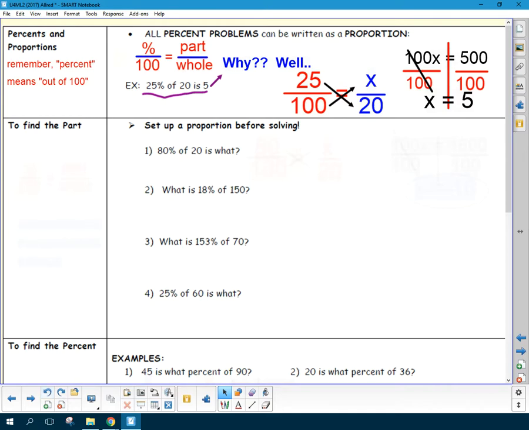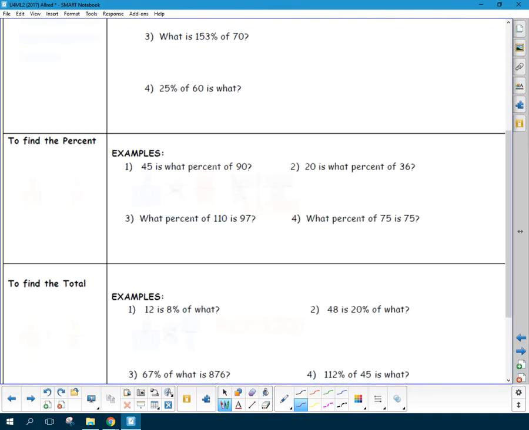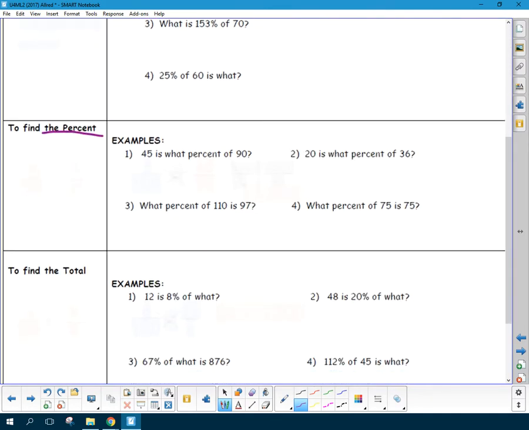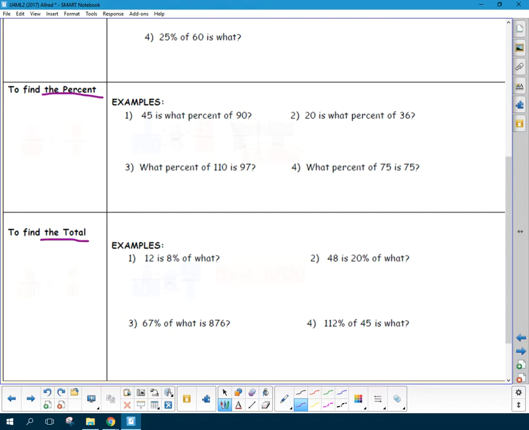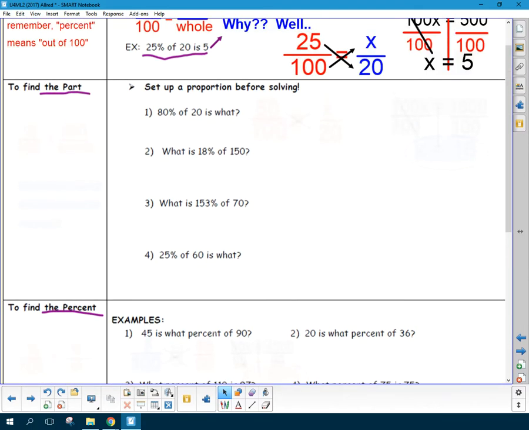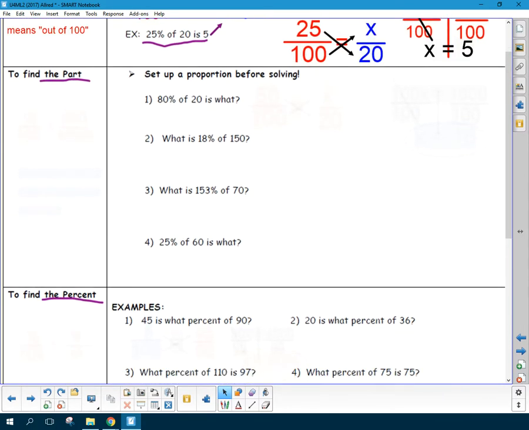Okay? There's 3 kinds of problems we're going to solve. We're going to solve some problems where you're trying to find the part. We're going to try to solve some problems where you're trying to find the percentage. And we're going to try to solve some problems where you're trying to find the total. In short, every problem we solve for this whole unit will be one of those 3 kinds of problems. And you can solve every single one of them with this proportion.